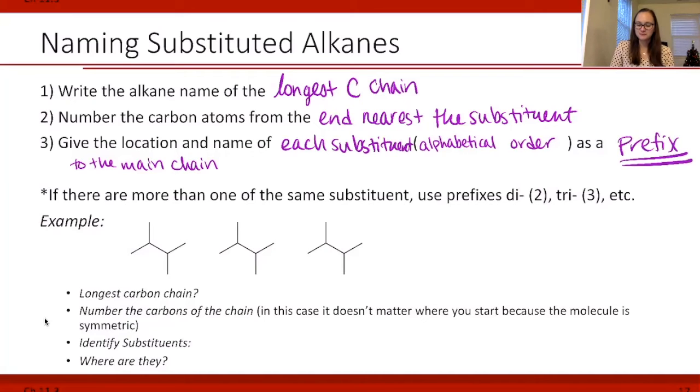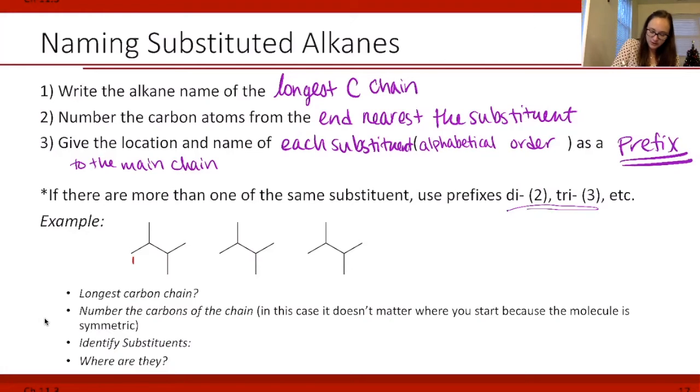Okay, so let's try an example. Oh, I've missed a little star here. If there are more than one of the same substituent, you're going to use additional prefixes such as di and tri. We'll show examples of that in this first example, actually. So our first example, what is the longest carbon chain? In order to do this, we're going to need to number our carbons. The reason I have a couple of this molecule drawn out right here is to show you how you could number this molecule differently.